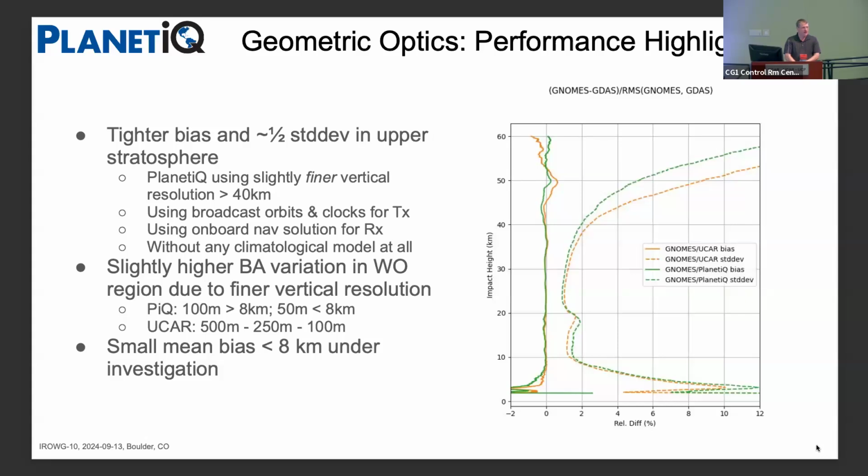We found tighter bias and less than half the standard deviation of bending angle noise in the troposphere, in the upper stratosphere when compared against GDAS analysis. Overall, we do see slightly higher bending angle variation in the wave optics region due to finer vertical resolution. We're running our system at a much finer vertical resolution at the bottom of the profiles, and we'll get into some more of the reasons for that later. At the top of the profiles, we are targeting the exact same vertical resolution and filtering parameters that UCAR is using now.